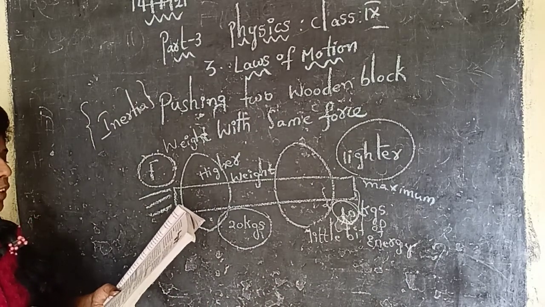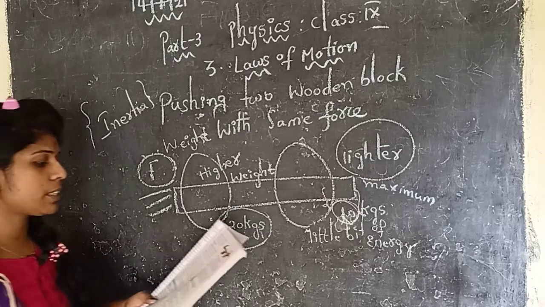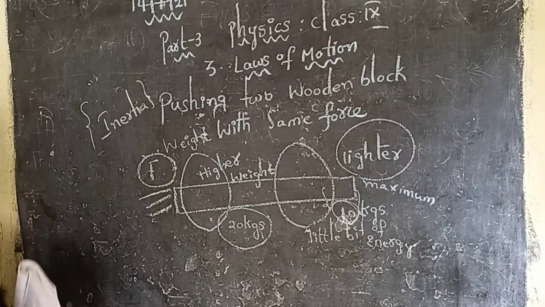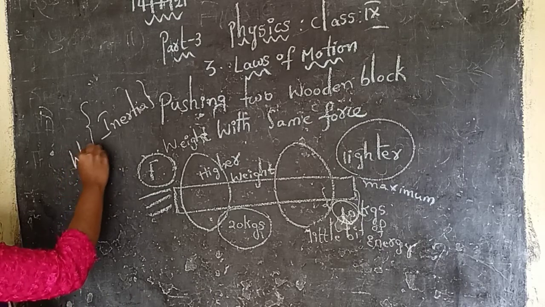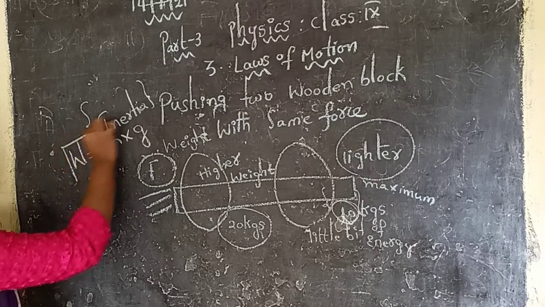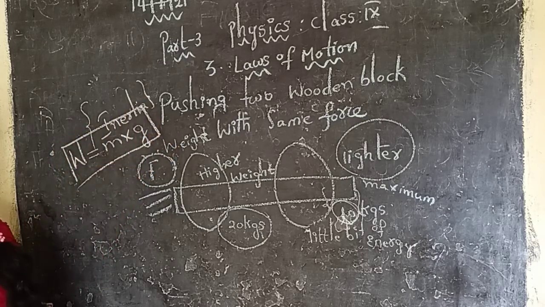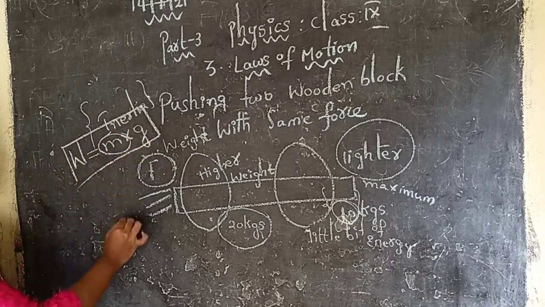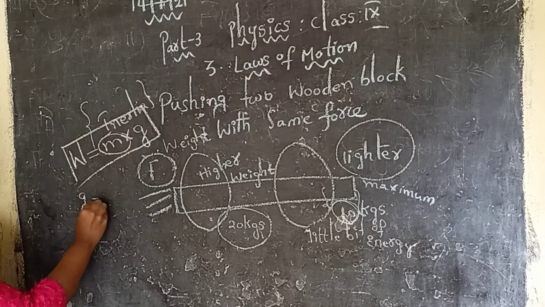Mass is a property of an object that specifies how much inertia that object has. Always remember that weight is equal to m into g. What do you mean by that term? Weight is defined as mass into acceleration. M is referred to as mass, whereas small g is referred to as acceleration.